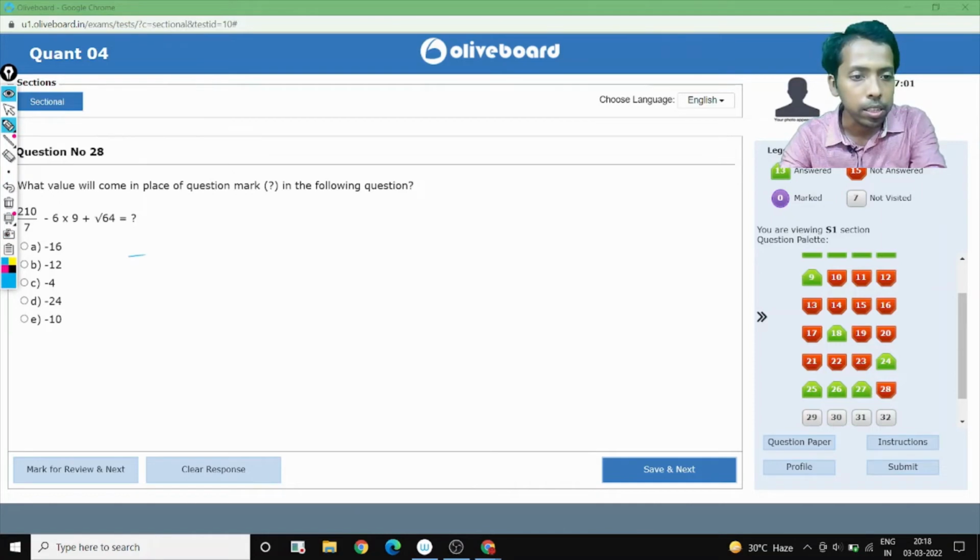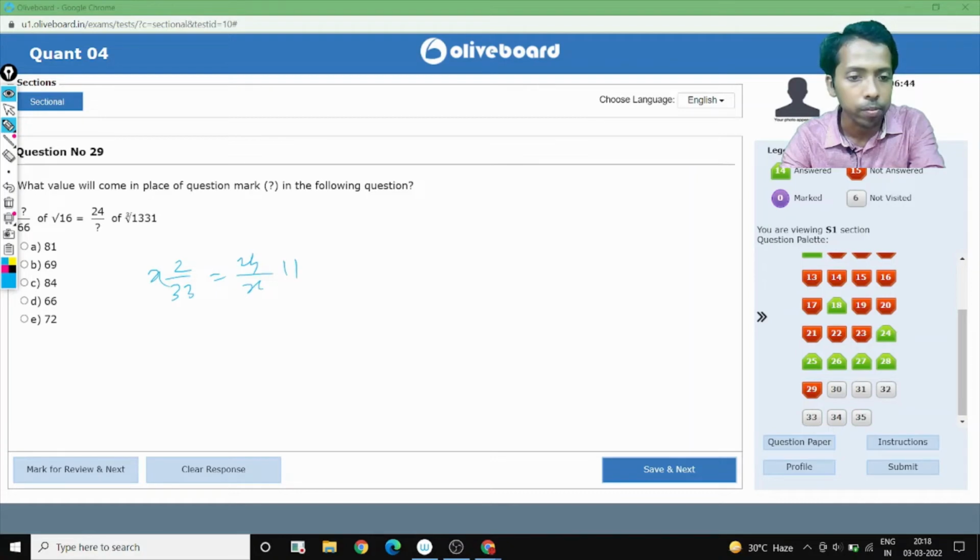This is 30. 30 minus 24 plus 8 minus 16. This is 16, 4. So 2 by 33, 2 by 33 equals 24. This is x. x equals 11. Right? So x equals 11. This is 8, 4, 44. Right? This is 11, 11, 6 into 24, 12.